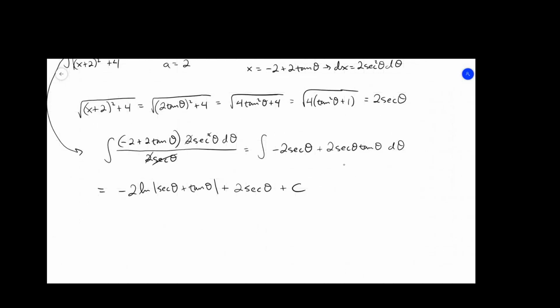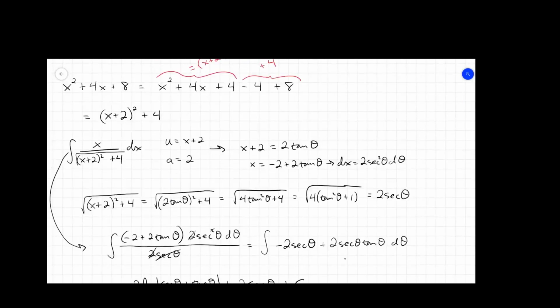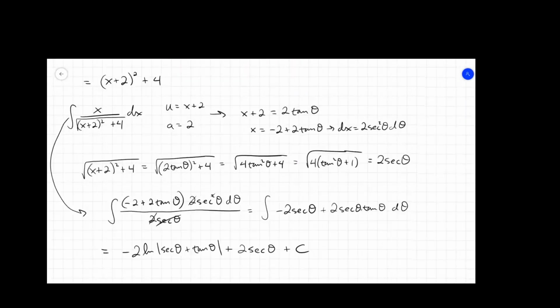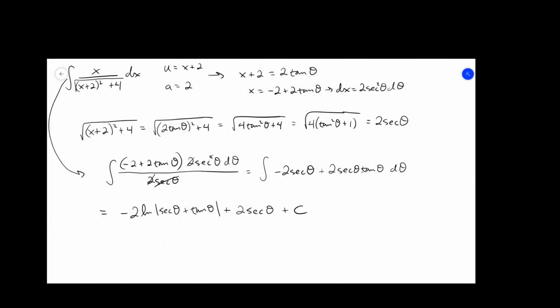All right, now we've got to come back and change these back into x's, right? And so we have our original substitution up here. We said that x plus 2 is equal to 2 tan theta, right? I'm looking up here. That was our original substitution, right? With that in mind, we can solve that for tan theta, right? We can say that tan theta is equal to x plus 2 over 2.